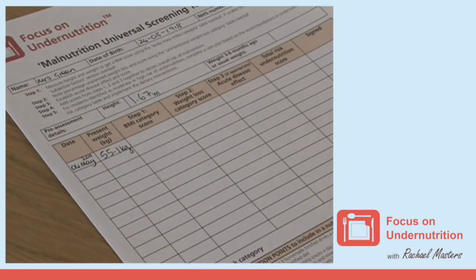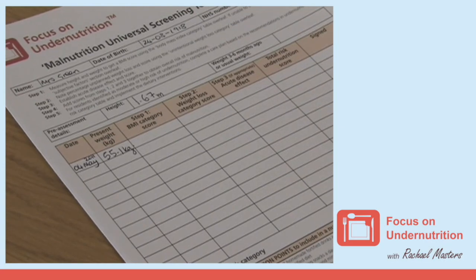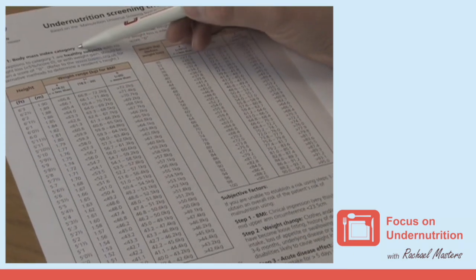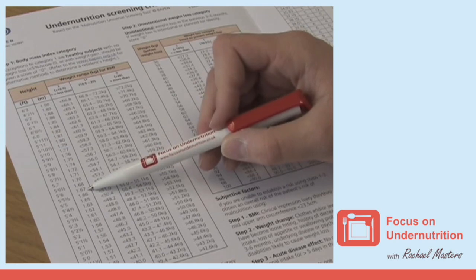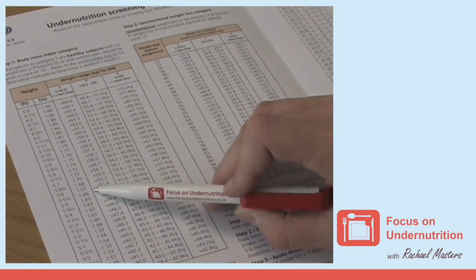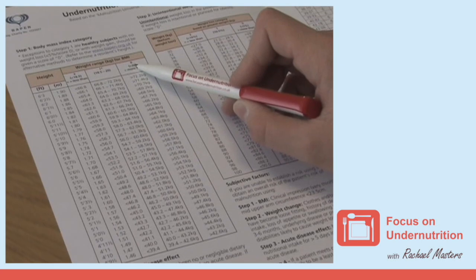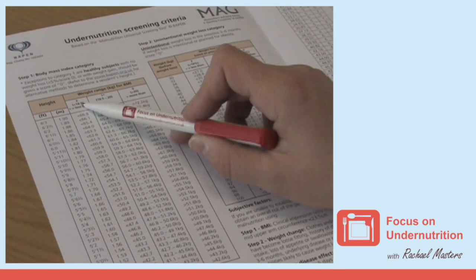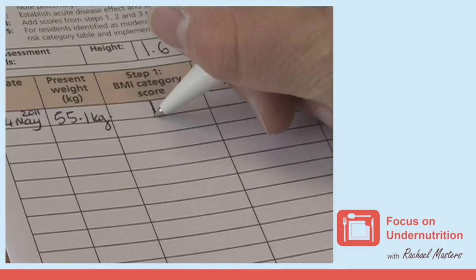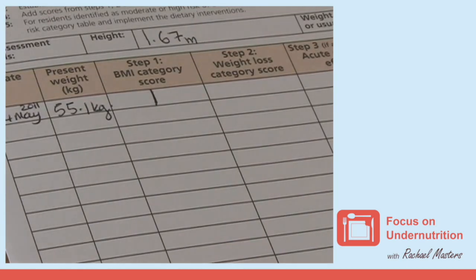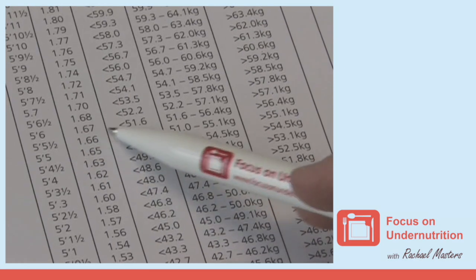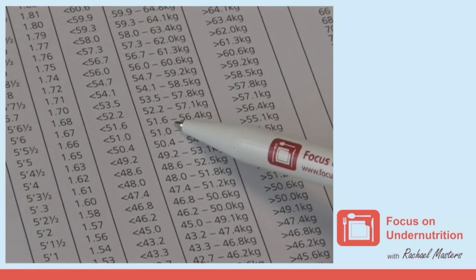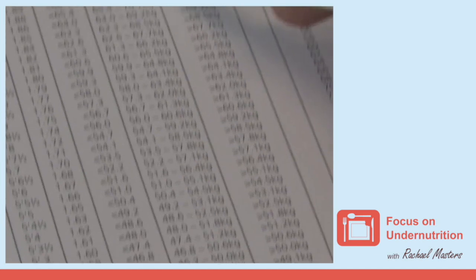Next, turn the screening tool over and go to the Step 1 table. Locate the person's height in the left-hand column. Look across the line until you see the weight range for the present weight and determine which BMI category it falls into. The score will either be 0, 1 or 2. Write this score overleaf in the BMI category score column. For example, if Mrs. Green is 1.67 metres and her present weight is 55.1 kilograms, she would score a 1.